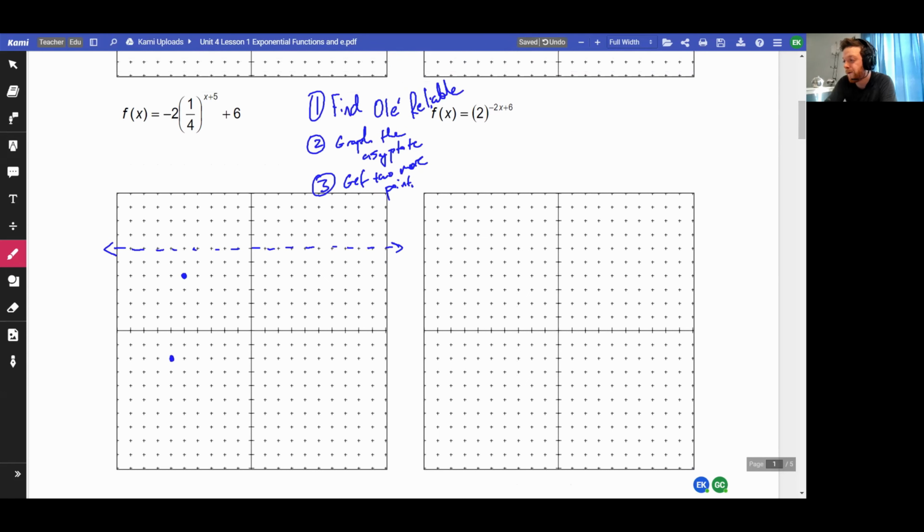And then, I don't know, you want to do the last one? Sure, let's see. What's nice? I want something small, something closer to the asymptote. Well, what happens if we plug in 0? Plug in 0. It's not very nice, but I think we can work our way towards it, if we want to approximate, right? 0 plus 5 is 5. 1/4 to the 5th is a very small number, right?